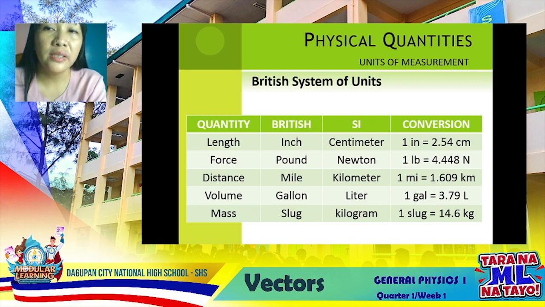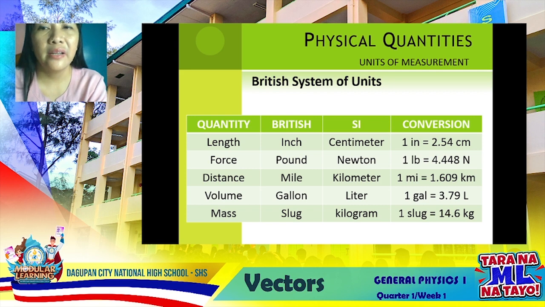The British system of units is used only in the United States and a few other countries. Here in the Philippines, the SI system of units is utilized. In physics, British units are used only in mechanics and thermodynamics. There is no British system of electrical units. The British unit of time is the second, defined the same way as in SI. The table shows some of the conversions of the British units to SI units.